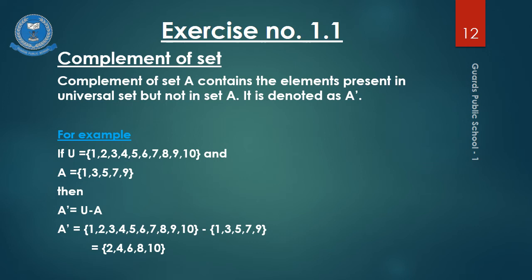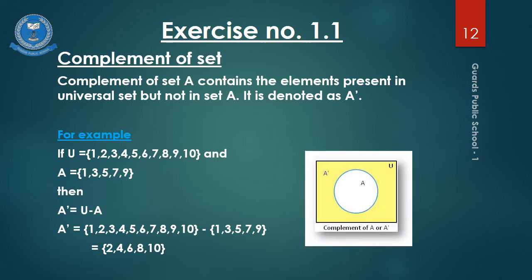As you can see in the diagram, the universal set is represented by a rectangle and set A by a circle, and this circle is drawn inside the rectangle. Why? Because set A is a subset of the universal set, and the colored area of the universal set shows the A complement.